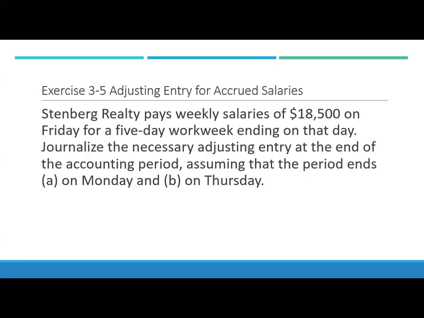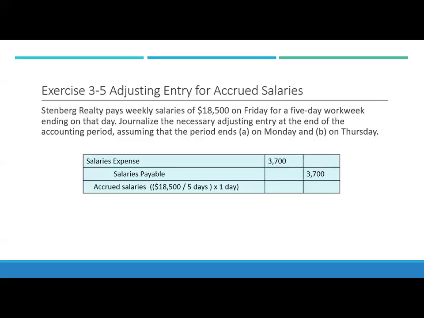And so Stenberg Realty pays weekly salaries of $18,500 for a 5-day work week ending on Friday. Journalize the necessary entry at the end of the accounting period, assuming the period ends on a Monday or on a Thursday. So what we're going to have to do here is we know that they make $18,500 a week. We know there's 5 days in a week. So we have to compute the daily wages that these employees are earning. And then that's going to be 18,500 divided by 5 is 3,700.